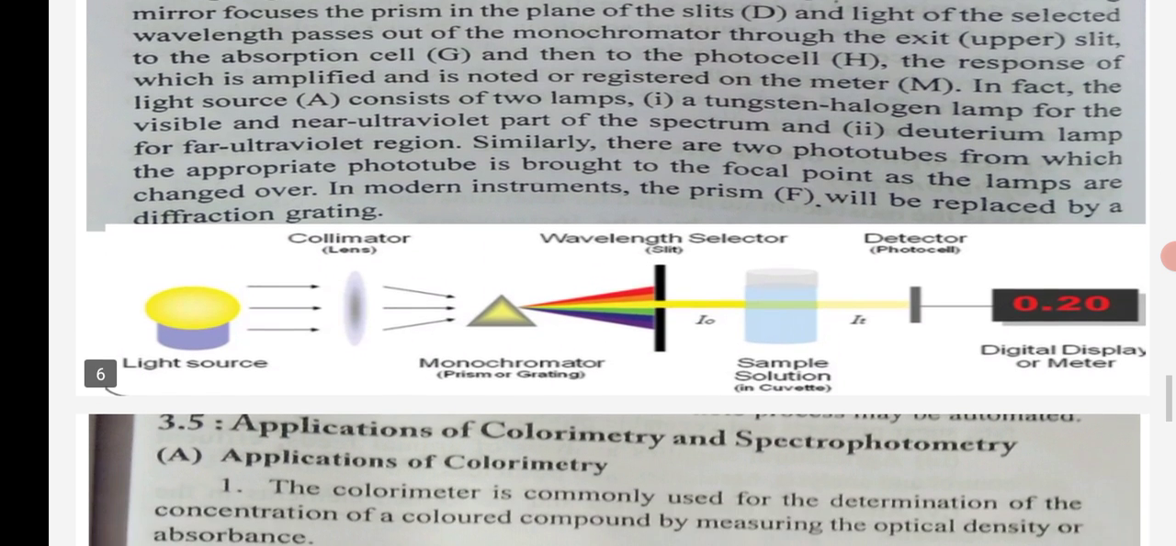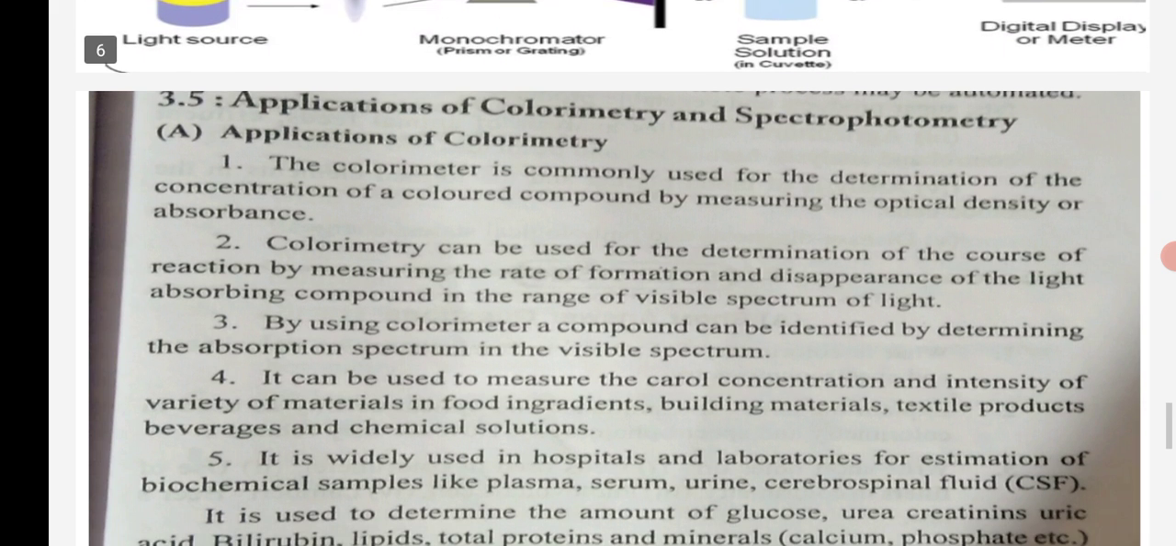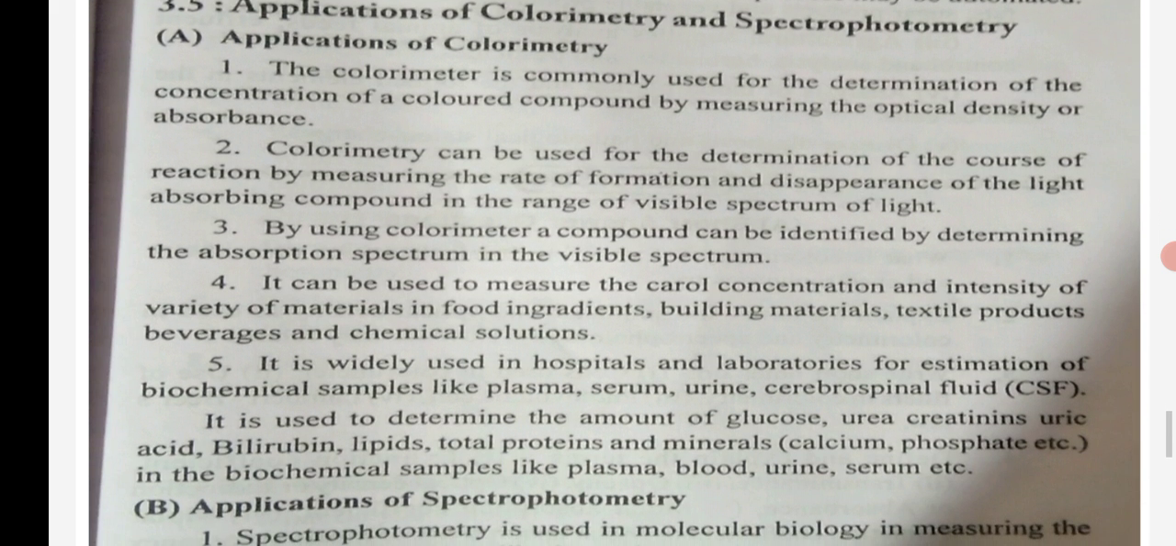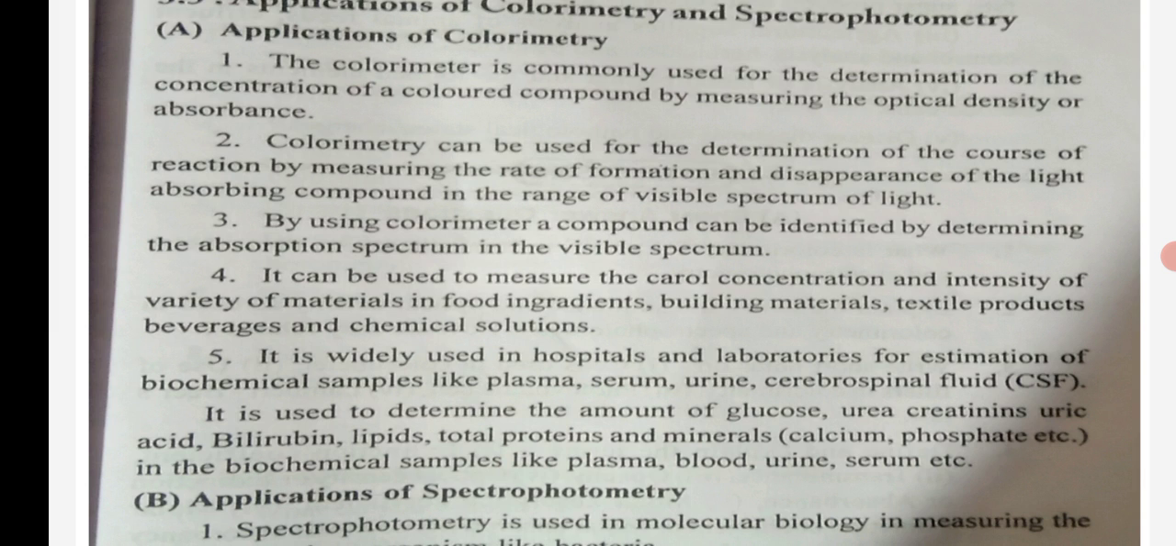The last point of this topic: applications of colorimetry and spectrophotometry. There are the applications of colorimetry. Colorimetry is commonly used for the determination of the concentration of a colored compound by measuring the optical density or absorbance. The colorimeter is commonly used for the determination of the concentration of colored compounds by measuring optical density or absorbance.